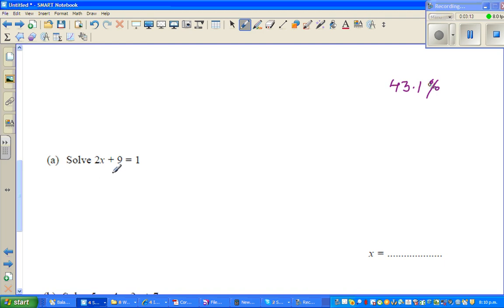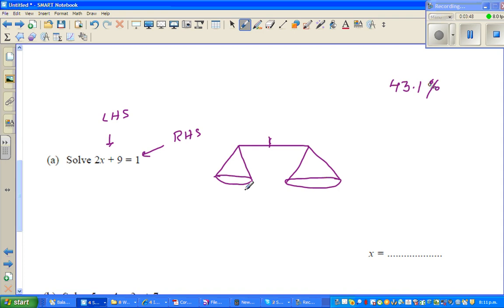Okay. Now, this is an example of solving an equation. You want to find the value of x. When you're solving an equation, you have two sides. This is called the left-hand side, in short written as LHS, and this is the right-hand side, which is RHS. So these are two sides of a balance. Suppose I draw a balance, imagine this is a balance, and this is the other side of the balance. This is a good analogy to understand solving equations.